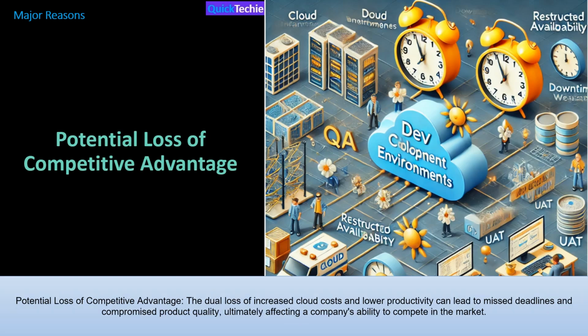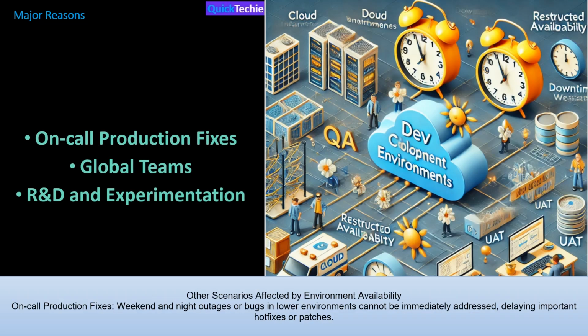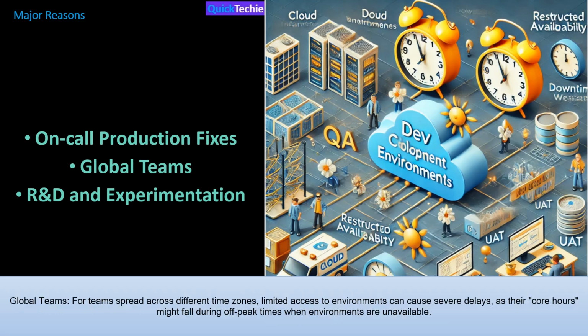Potential loss of competitive advantage. The dual loss of increased cloud costs and lower productivity can lead to missed deadlines and compromised product quality, ultimately affecting a company's ability to compete in the market. Other scenarios affected by environment availability: on-call production fixes. Weekend and night outages or bugs in lower environments cannot be immediately addressed, delaying important hotfixes or patches. Global teams. For teams spread across different time zones, limited access to environments can cause severe delays, as their core hours might fall during off-peak times when environments are unavailable.